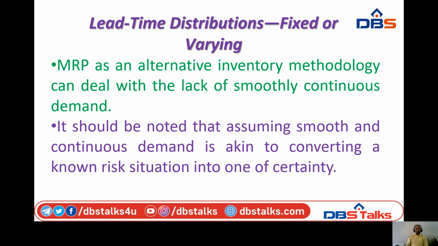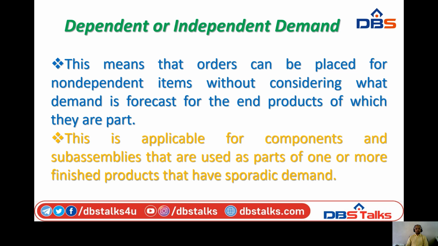Next, dependent or independent demand. The focus is now on independent demand systems. This means that orders can be placed for non-dependent items without considering what demand is forecast for the end product of which they are part.